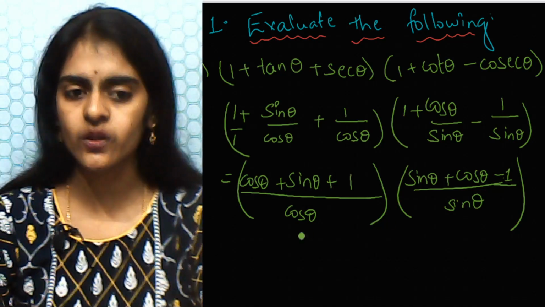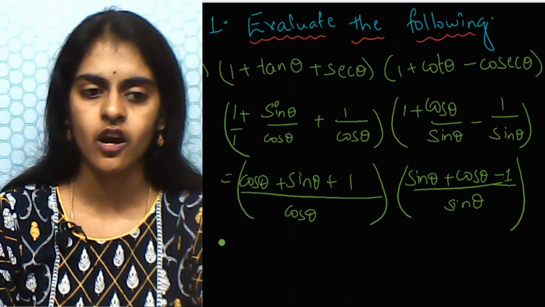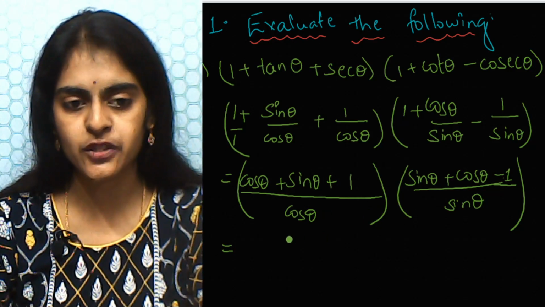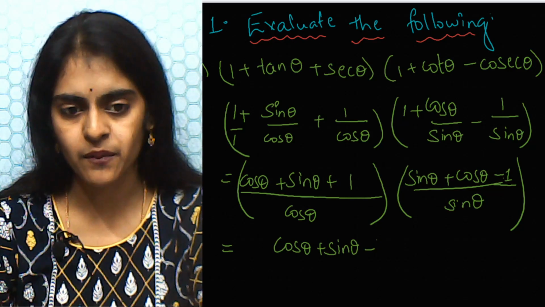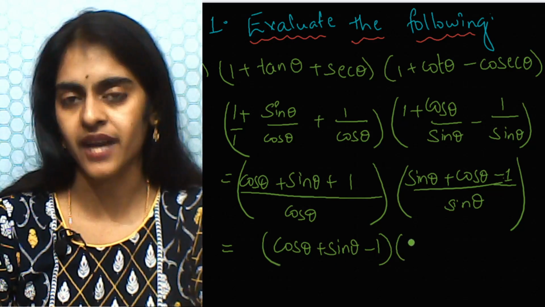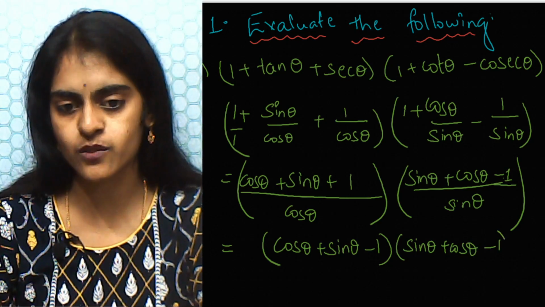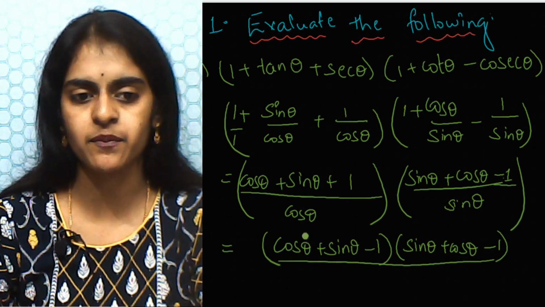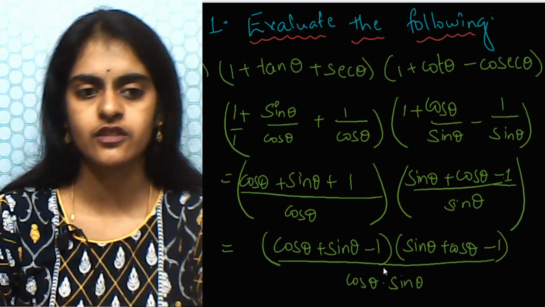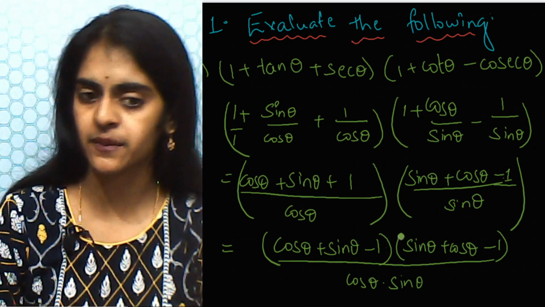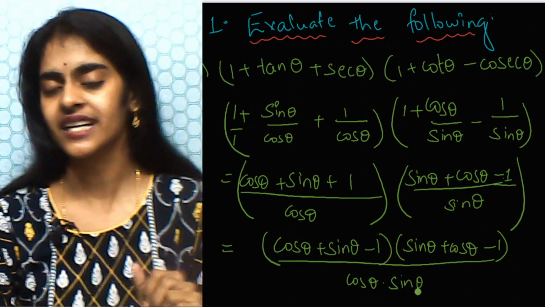Now here you can see these two terms are in multiplication, so let me write them together. So this is (cos theta plus sin theta minus 1) multiplied by (sin theta plus cos theta minus 1), whole divided by cos theta into sin theta. These two terms are in multiplication, so I'm just taking them together under a single numerator and denominator.